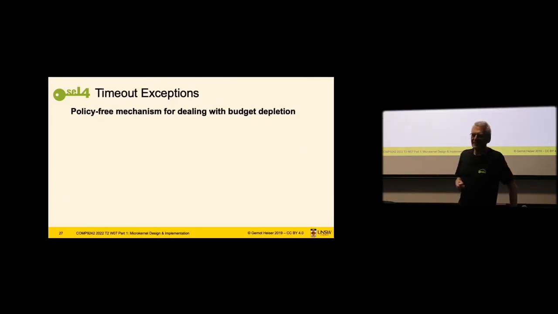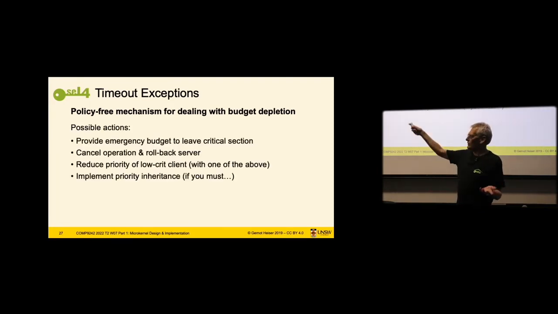And the mechanism of making it the user's problem is a timeout exception. So we now have the option of registering a timeout handler for the server, and that's the mechanism, and you can build your policies on top. And these are some of the obvious policies you can implement, like providing a one-off emergency budget for the server to keep on finishing this operation, and presumably you would couple that with shutting down the misbehaving client or something like that. Cancel the operation, roll the server back.